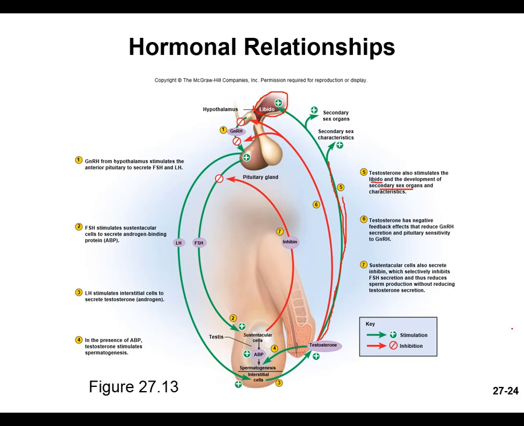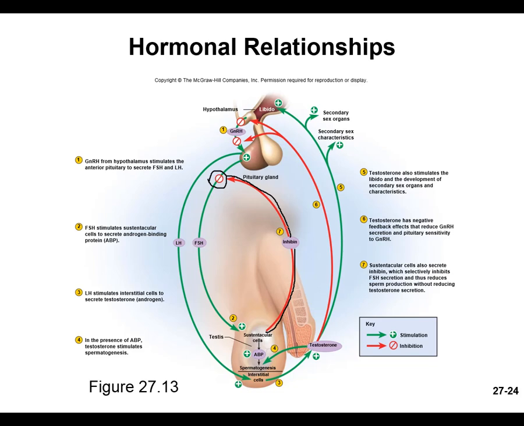So we also see, looking at the red arrows, the sustentacular cells also release a hormone that's called inhibin. Inhibin will selectively come up here, and it will stop the secretion of follicle-stimulating hormone. So selectively, it only stops the follicle-stimulating hormone.